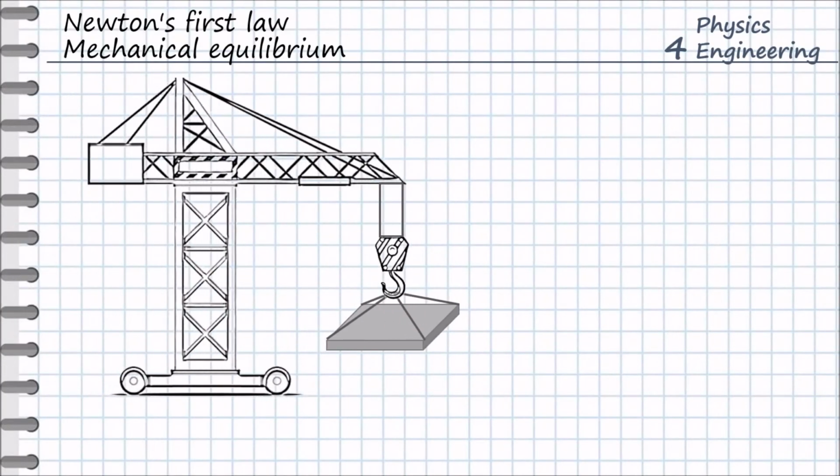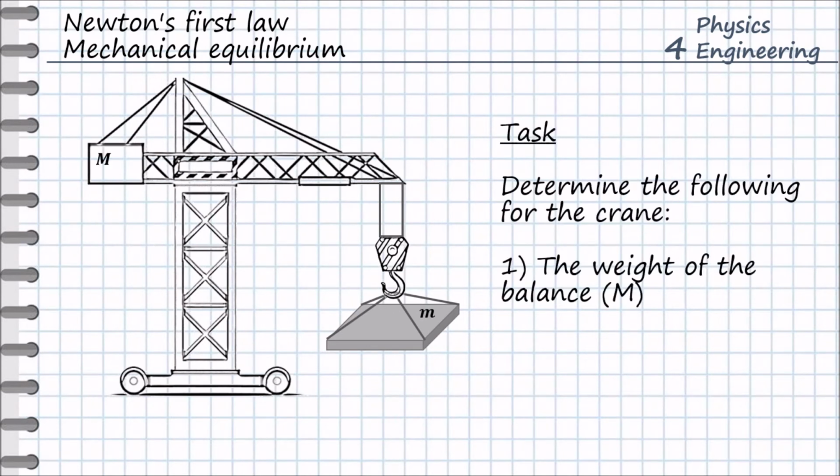We have a crane, and our task is to determine the following: the weight of the balance M capital required to lift the weight M small, and the second task is to calculate the load on the chassis. Okay, let us define the forces acting on the crane.